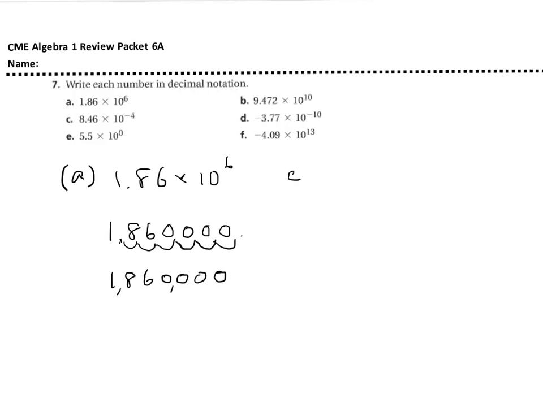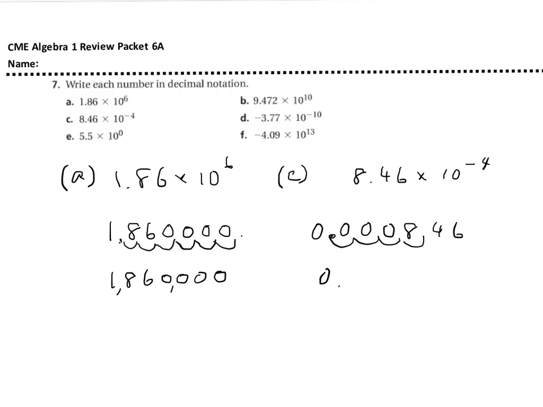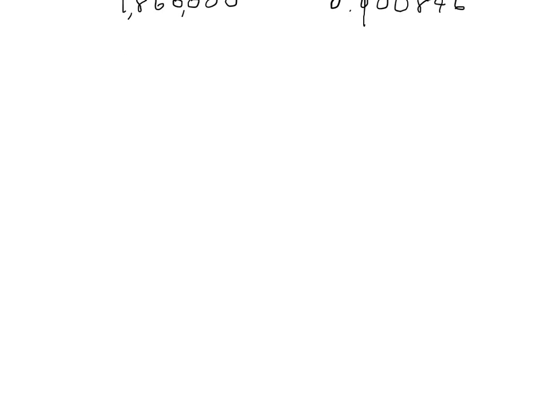How about C? That's 8.46 times 10 to the negative 4th power. So we're going backwards. So I go 1, 2, 3, 4. So this is the decimal point. So we have 0.000846. Next. That's it.